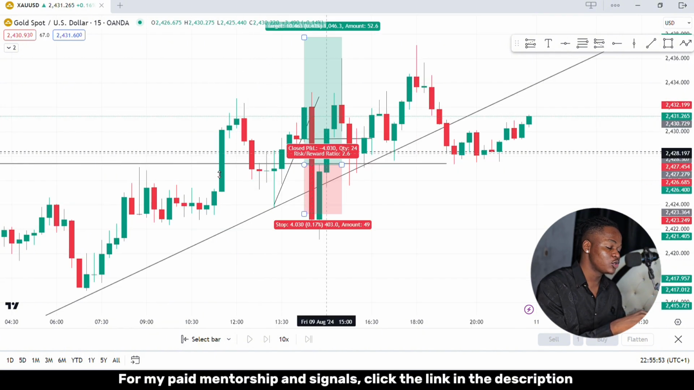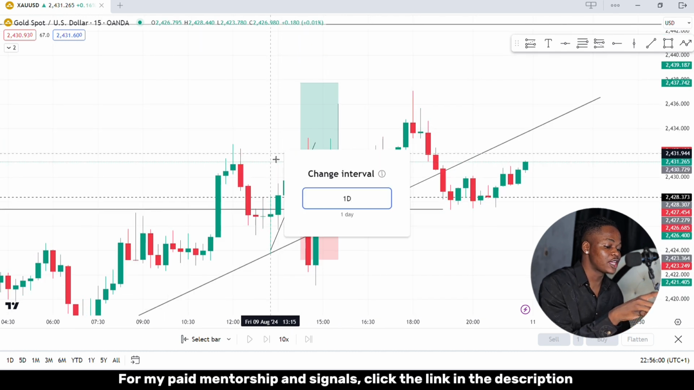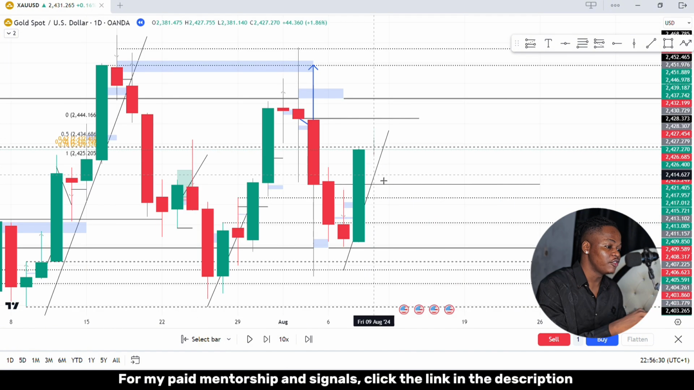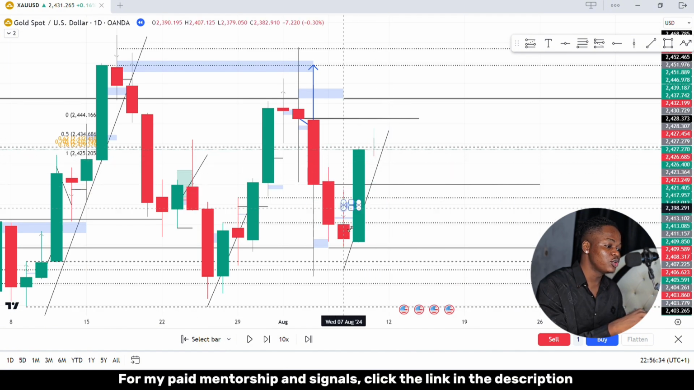Let's start with how I was able to get this buy setup for gold. First of all, let's do our top to down analysis, which starts from the daily time frame. I told you guys you should never analyze a currency pair without doing the top to down analysis. The first thing I saw on the daily time frame was this bullish candle close to the upside. This bullish candle close signifies buyers are entering the market.